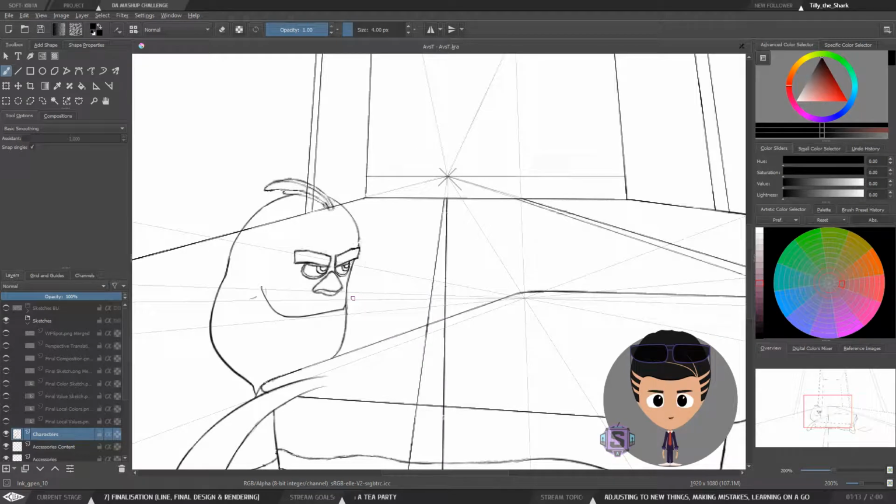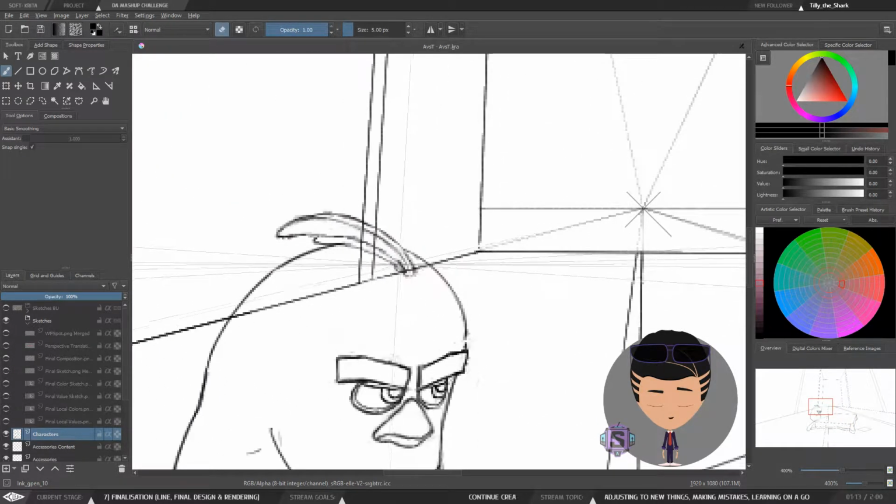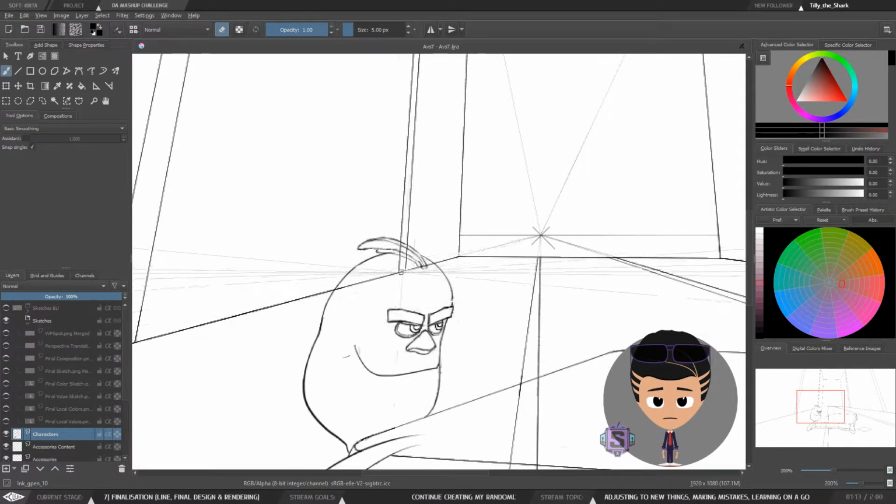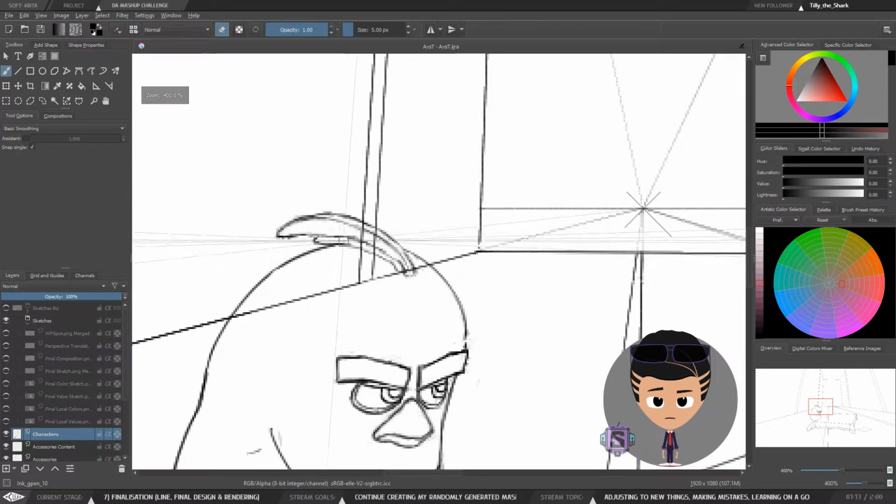Kinda works. And of course, after we get rid of all these lines that are intersecting with it, it will look probably even better, but not going to yet.